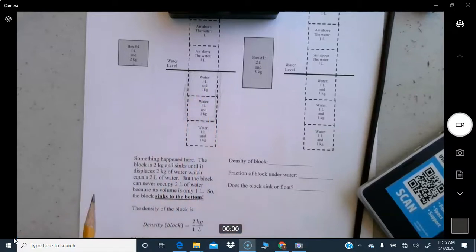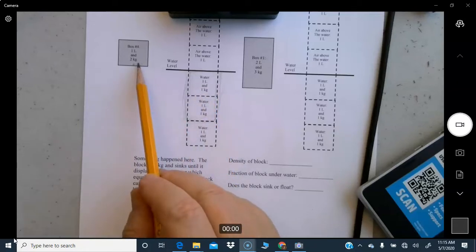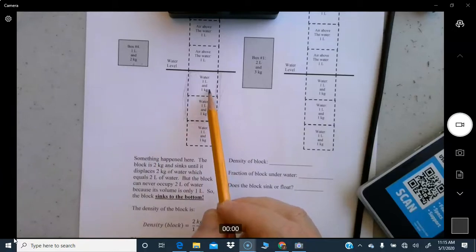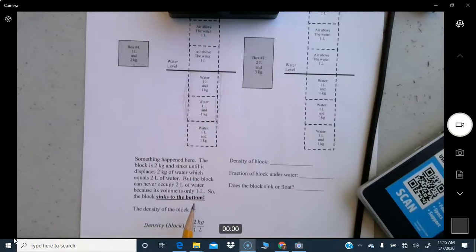It's not big enough. So that means it's going to sink until it occupies a weight of water that's equal to its own weight, but it can never do that. Therefore, it's just going to keep sinking and sinking and sinking until it hits the bottom of the pool. So the block sinks to the bottom.